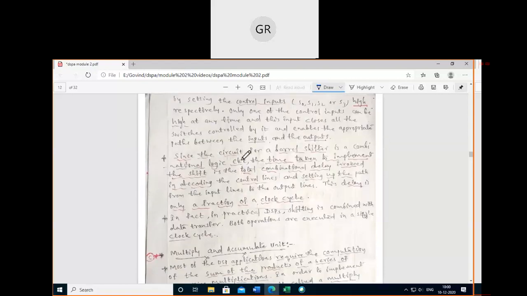Since the circuit for a barrel shifter is a combinational logic circuit, the time taken to implement the shift is the total combinational delay involved in decoding the control lines and setting up the path from the input lines to the output lines. This delay is only a fraction of a clock cycle.